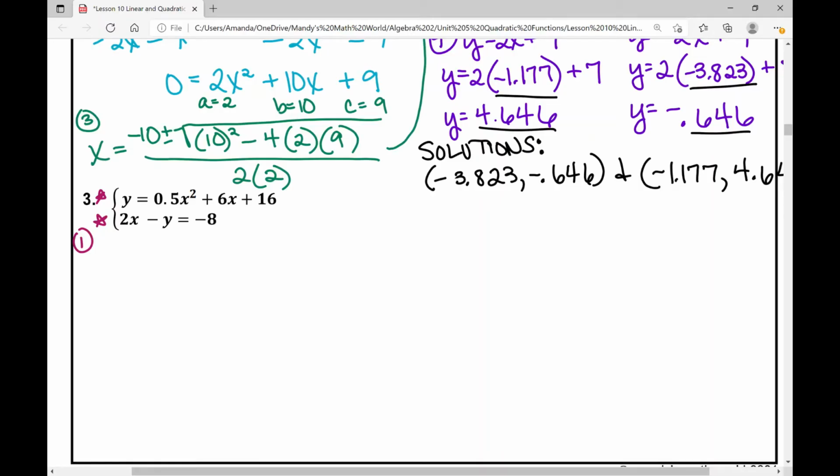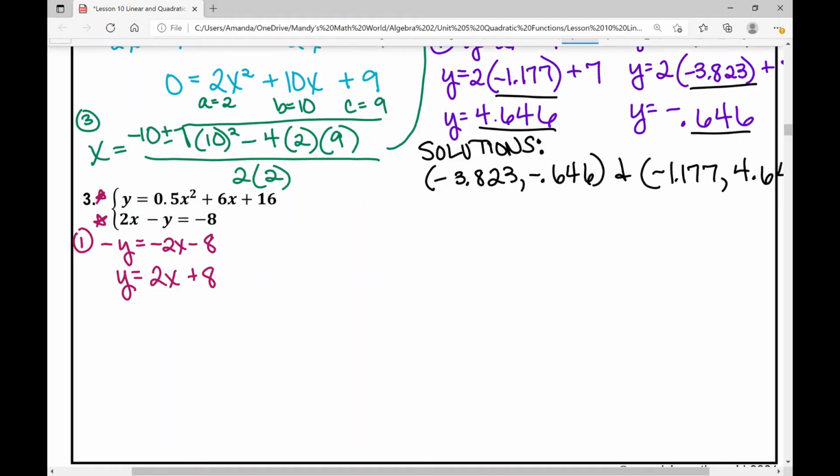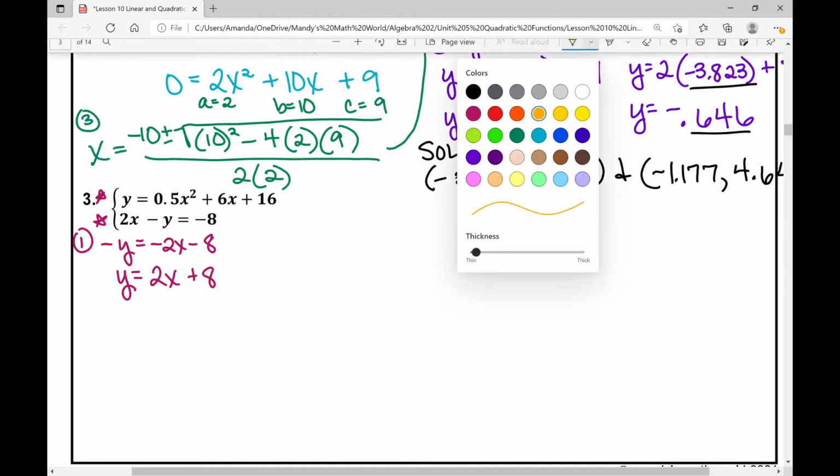Okay, I'm going to do that by subtracting 2x. So I'm going to get -y equals -2x minus 8. And then I don't want what -y equals. I want what y equals. So y equals 2x plus 8. So I have this linear equation written in slope-intercept form.